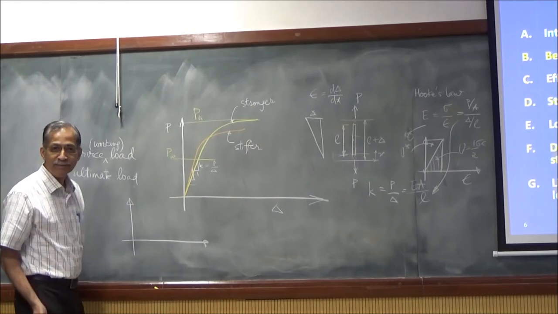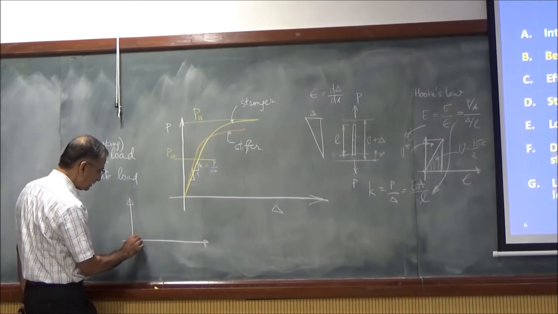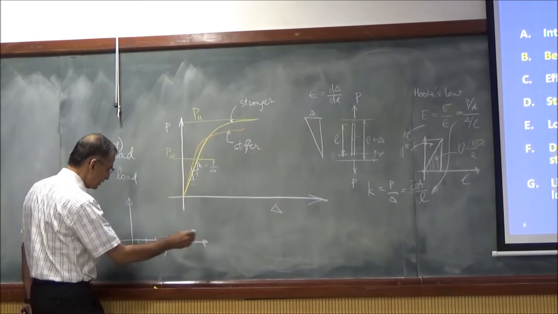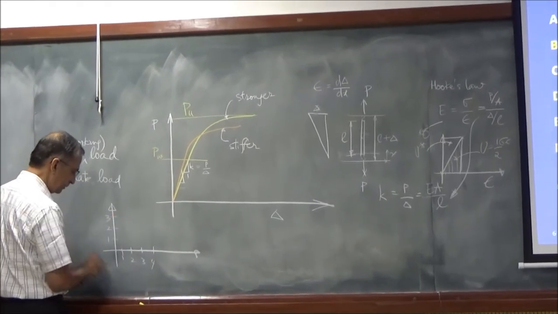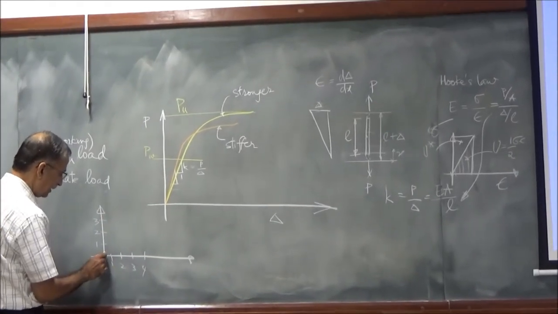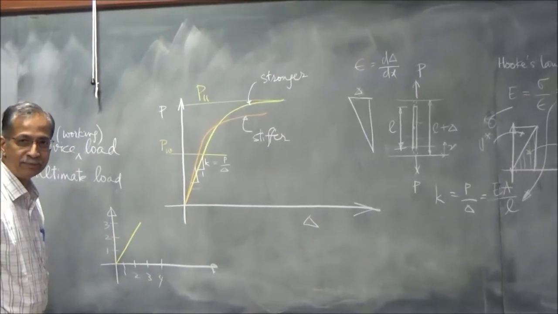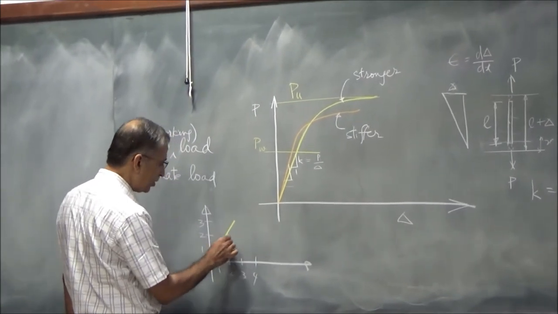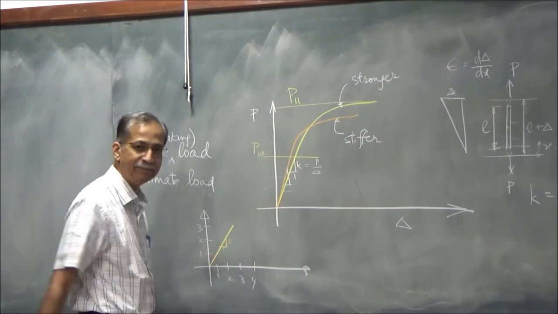I do an experiment. This is an experiment, right? So this is my scale, I'd say 1, 2, 3, 4, whatever you want. And I get a line like this. If I take the slope of this line, that is, in this case, the modulus of the scale.